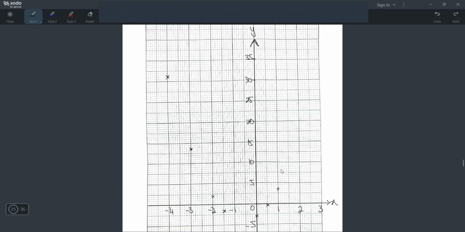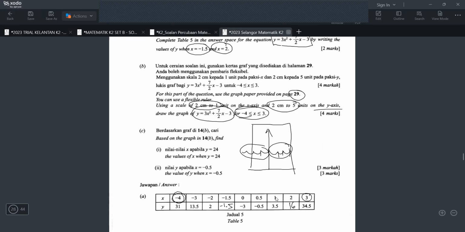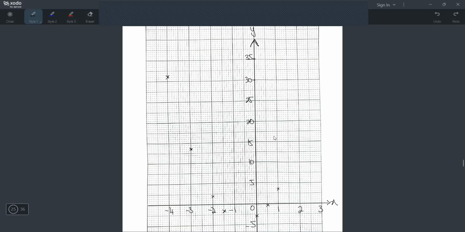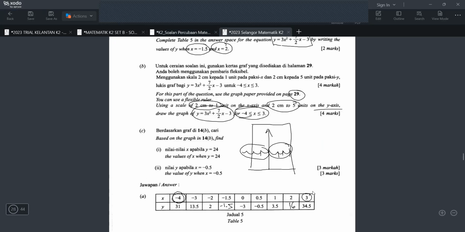3.5, 4, 4.5. Yeah, correct. Let's go to the next point. 216. Okay, 216. So 2 is here, 16 is 15, naik 2 lah. Because 15 naik 1 is 15.5, so naik lagi 1, 16. Right? Okay, finally, we are at the last point.